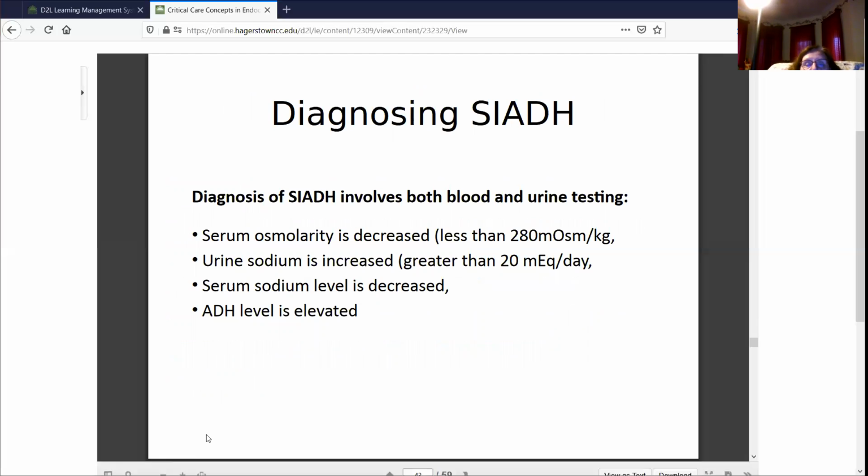So how do we diagnose this? Serum osmolarity is decreased. It's less than 280 milliosmoles per kilogram. Urine sodium is increased, greater than 20 milliequivalents per day. Serum sodium is decreased. So there you go, the salt's being washed out of the body. ADH level is elevated.